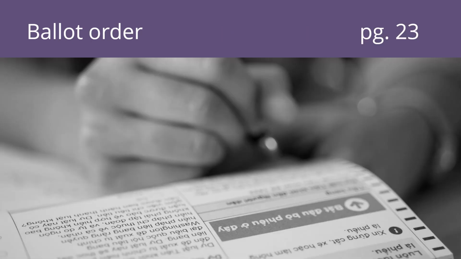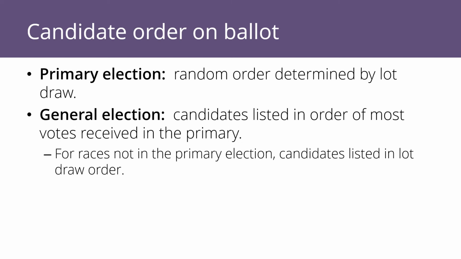Ballot order. Candidates on the primary election ballot appear in a random order determined by a lot draw. The two candidates receiving the most votes move on to the general election. The candidate that received the most votes is listed first. If the race did not appear on the primary election ballot, then the candidates will appear in a random lot draw order on the general election ballot.